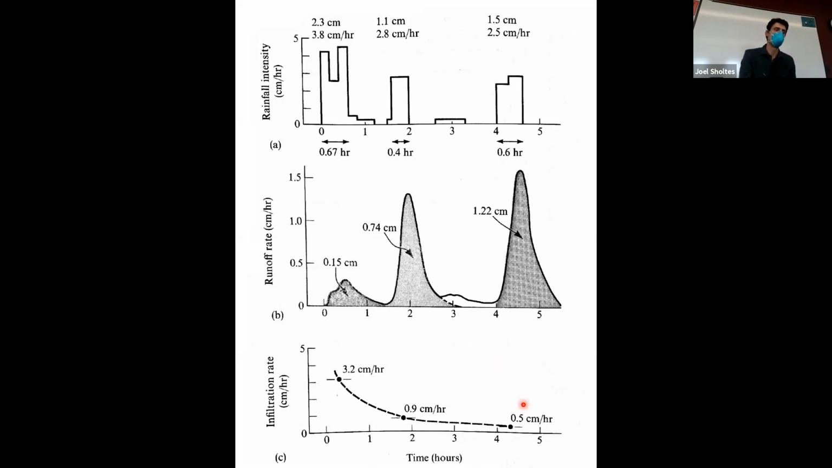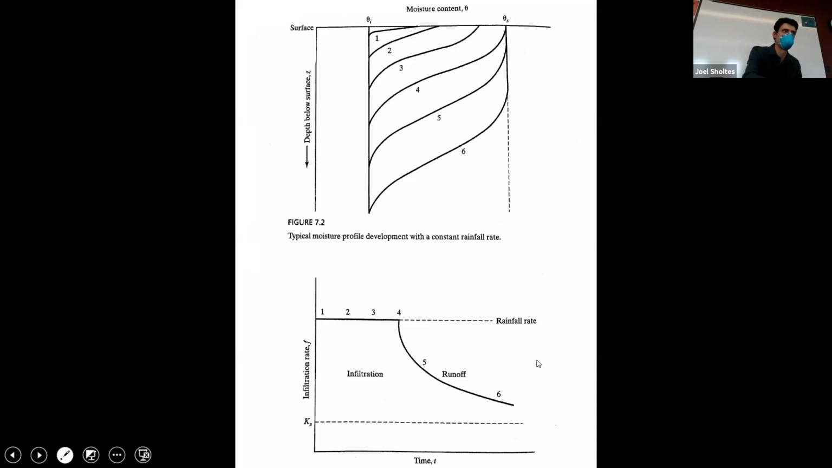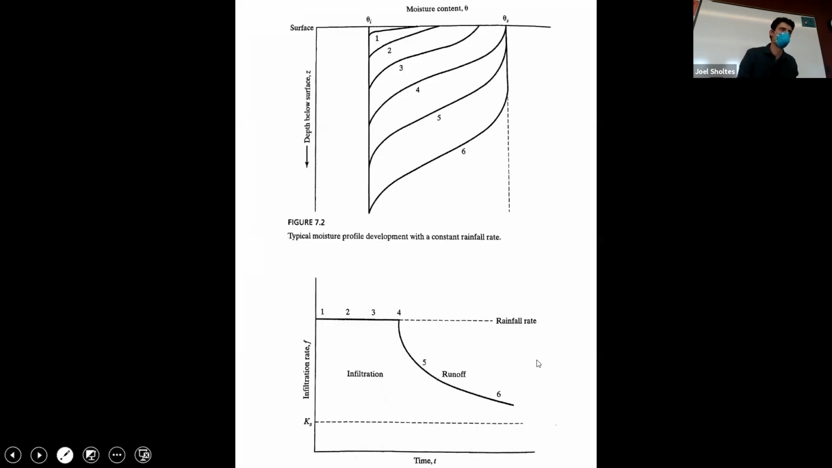Yeah. So when we get into the actual process of modeling this, you can make some assumptions. And one of the more conservative assumptions is that you have pretty wet soils going into the storm event. All right. And this is just another way to think about that. We'll look at this one first.